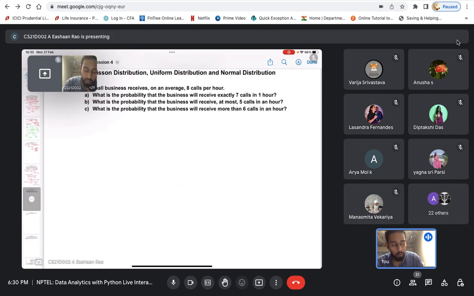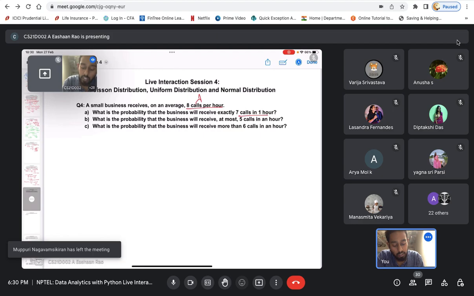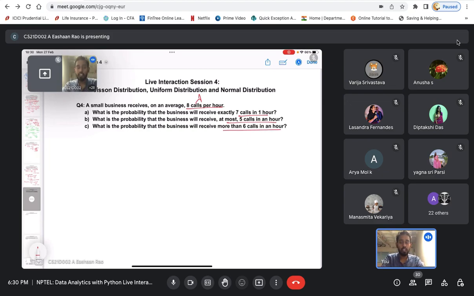Okay, now the last question of the Poisson distribution. A small business receives on average 8 calls per hour. So we have a mean of 8 calls per hour, this is the lambda. What is the probability that the business will receive exactly 7 calls in 1 hour? That the business will receive at most 5 calls in an hour? And what's the probability the business will receive more than 6 calls in an hour? So with these three questions, let's start with part A.